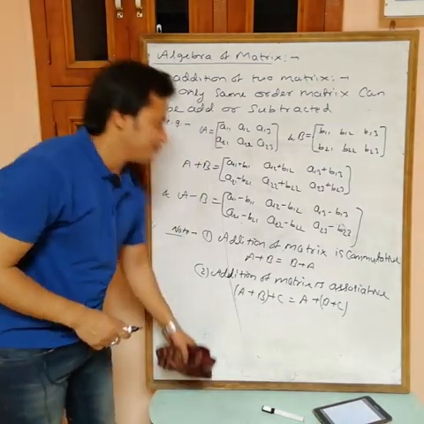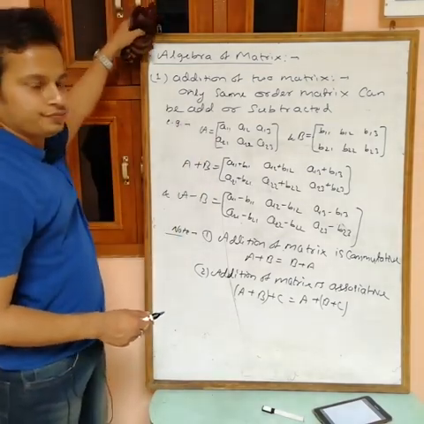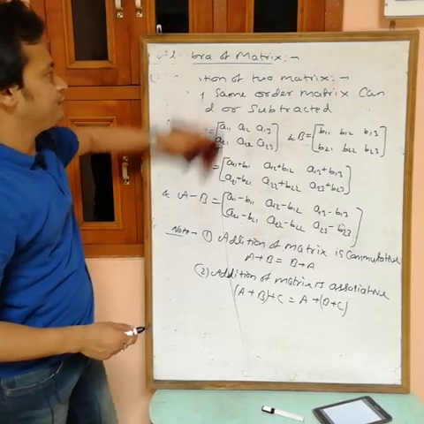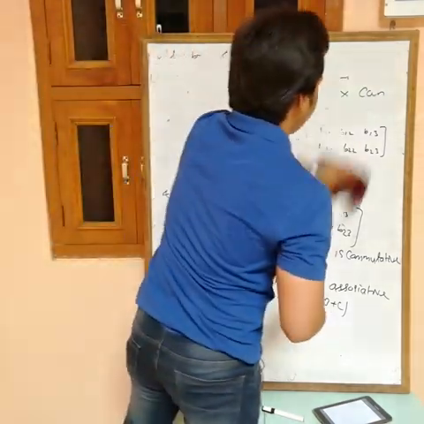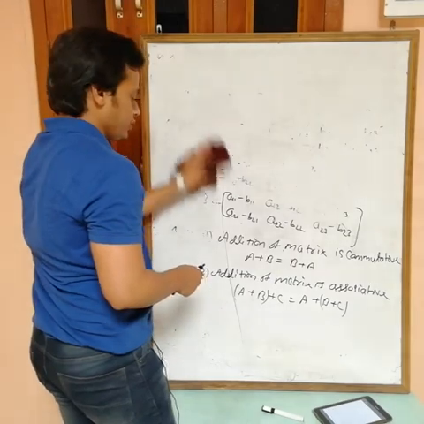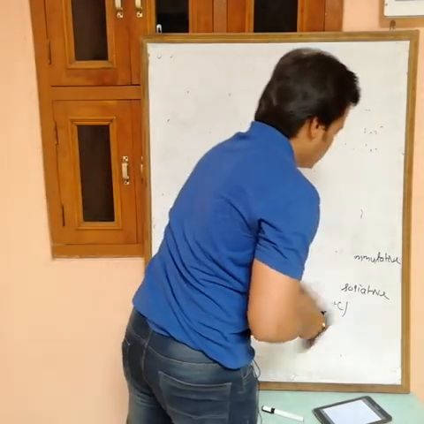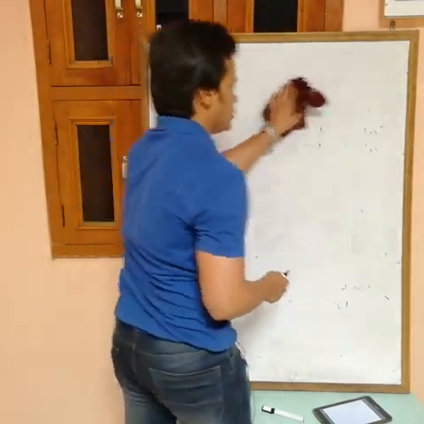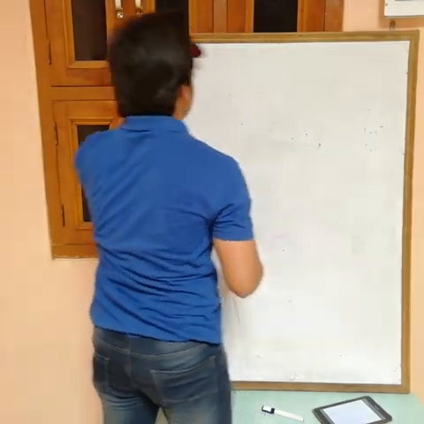Write down. So addition and subtraction is clear. Only one condition, that the order of A and B both must be the same. Only same order matrices can be added or subtracted.